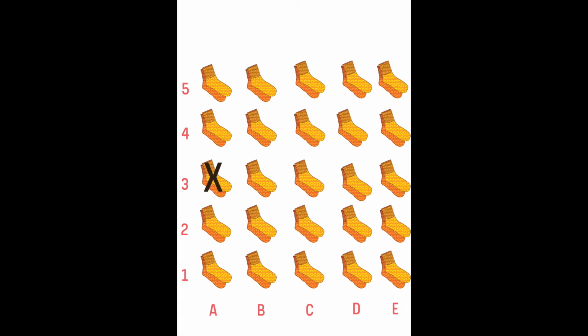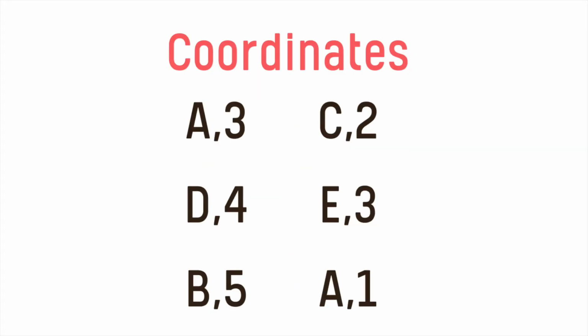Let's have one more practice. Can you stand next to D4? 5, 4, 3, 2, 1. So first we move across to the letter D and then move up to number 4. Did you get it right? Ask somebody in your house to test you on finding these coordinates before we move on to our coordinate maps.